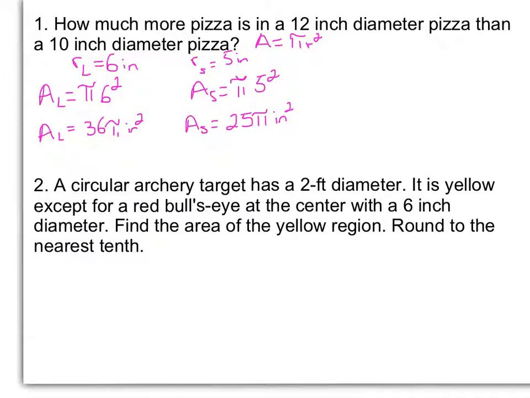Now let's subtract them to find out how much more pizza is in the 12-inch than the 10-inch. So we'll take 36 pi inches squared minus 25 pi inches squared. We get 11 pi inches squared, which is about 35 inches squared more.